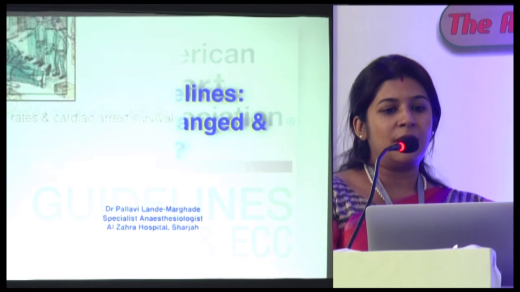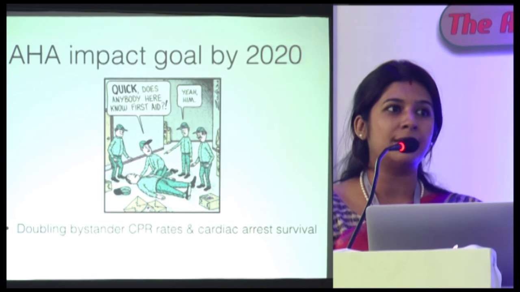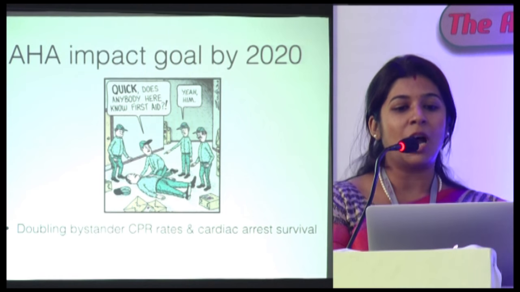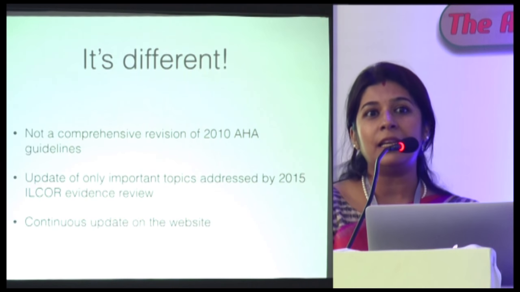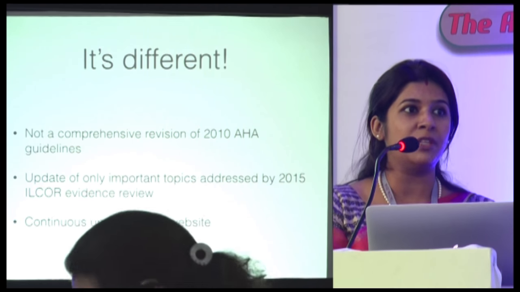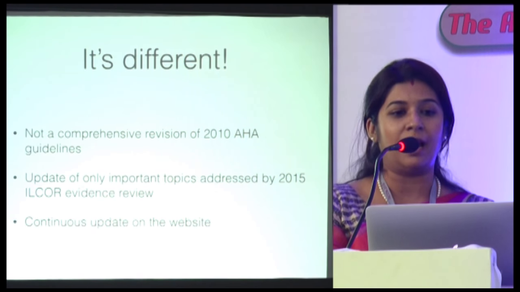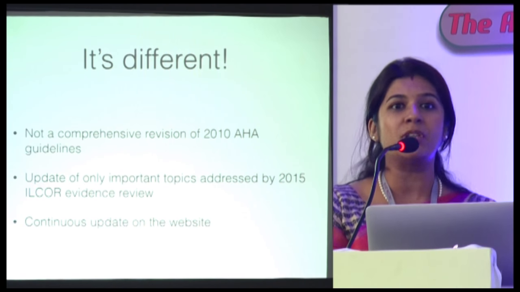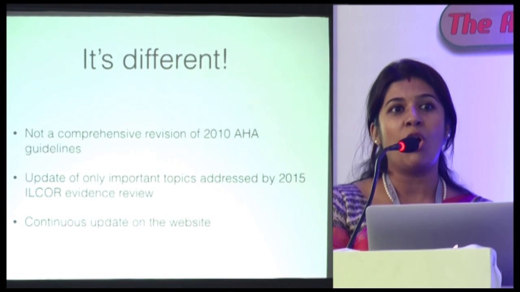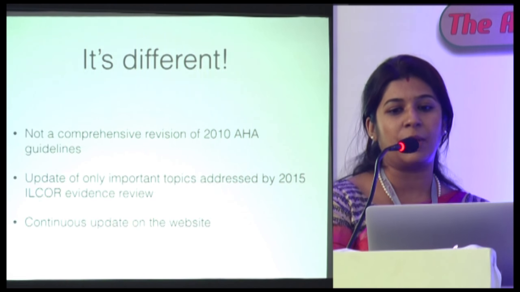Okay. So CPR guidelines, what has changed and why? The AHA impact goal by 2020 is to double the bystander CPR rates and cardiac arrest survival so that we do not land up in a situation like this. So how can this be achieved? It is achieved basically through the frequent and regular update of the guidelines every 5 years. So how different are the 2015 guidelines? It's basically a comprehensive revision of the 2010 guidelines, and the update is only on the important topics addressed by the 2015 International Liaison Committee on Resuscitation. The continuous update of these guidelines is available on the website for everybody's quick reference.